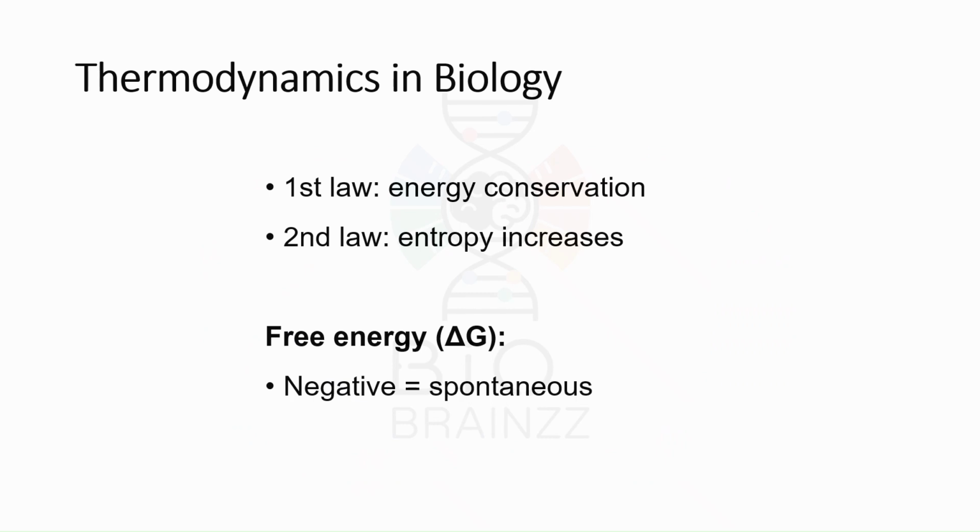Thermodynamics explains the principles of energy transformation in biological systems. The first law states that energy cannot be created or destroyed, only converted from one form to another. The second law states that entropy or disorder always increases. In biological systems, this means energy transformations are not 100% efficient. Free energy change, represented by delta G, determines whether a reaction is spontaneous. Negative delta G indicates a spontaneous process.